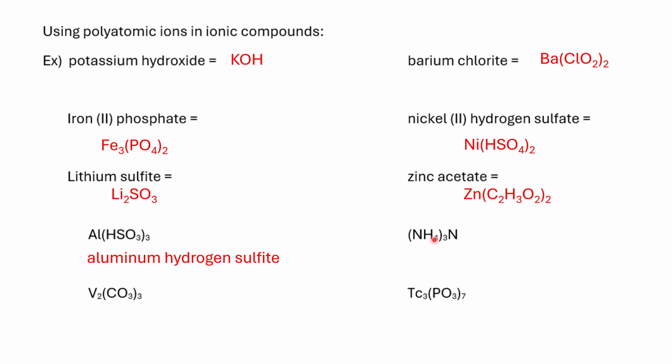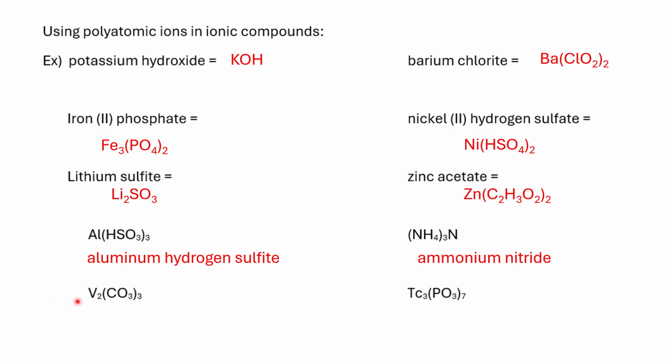The next one is a little tricky because this is our one and only positive polyatomic ion. The rest are negative. But this guy is called ammonium, and he is +1. And so this one is going to be called ammonium nitride. So our negative ion, nitride, just gets the "ide" ending like it has been getting. Nothing changes there.